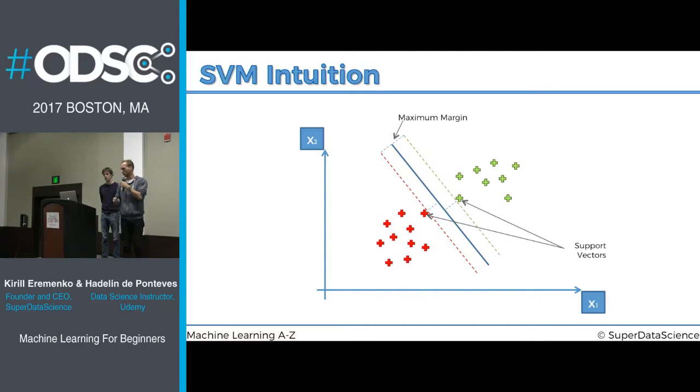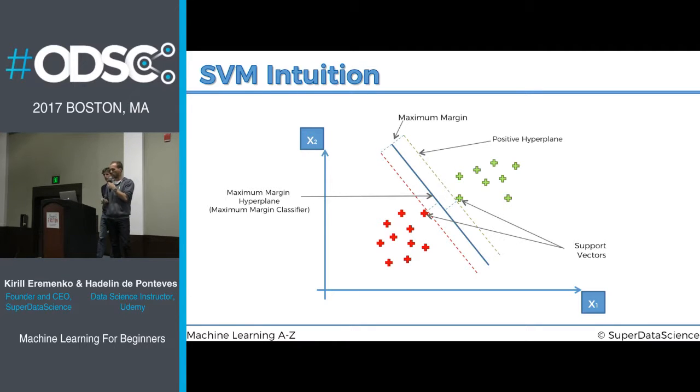So we've got a couple of other terms here. We've got the maximum margin hyperplane. You might hear that term. We've got the positive hyperplane. We've got the negative hyperplane. All of that is mathematics, and we promise to stay away from that. We're going to get to the essence now.